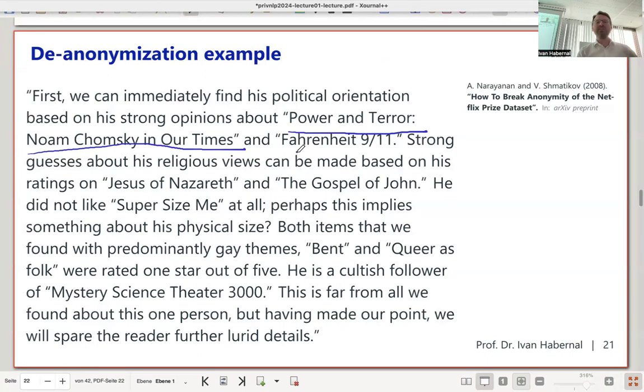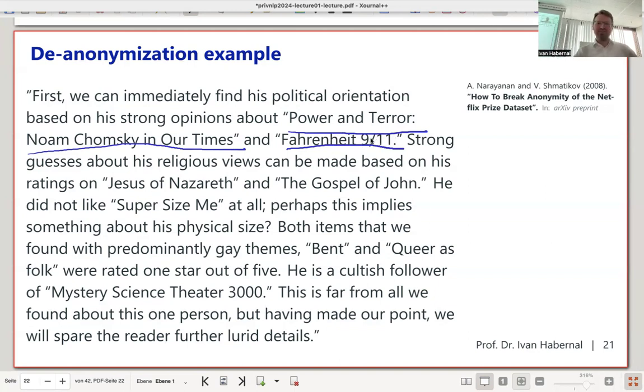Okay. Fahrenheit 9/11. It's like a conspiracy theory, right? Fahrenheit. Okay. So maybe he's a conspiracy theorist. Oh, this is also a book. Fahrenheit. But it's a movie, like okay. Yeah, this is the movie. I think I saw it.